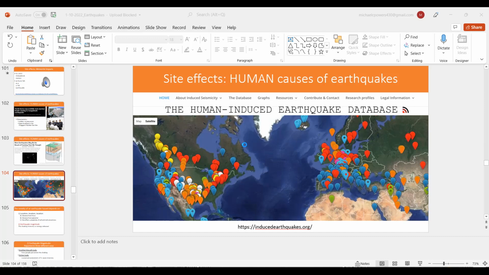So each seismograph is going to have a different magnitude for the local magnitude, and then that's averaged into calculating the actual magnitude.